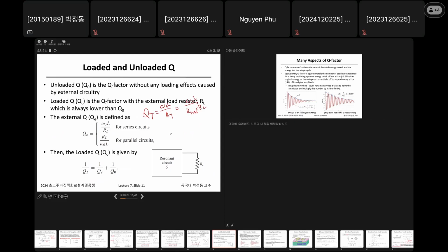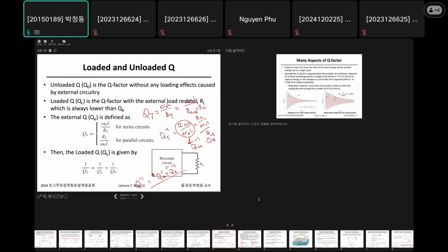If you just express this, this is omega 0 L over R loss plus omega 0 L over R load. So this is unloaded Q, and this is external Q. Therefore, loaded Q is this relation. Okay, very straightforward.